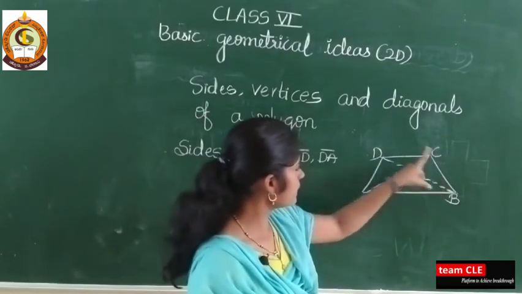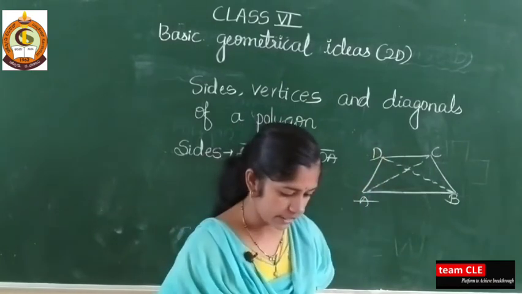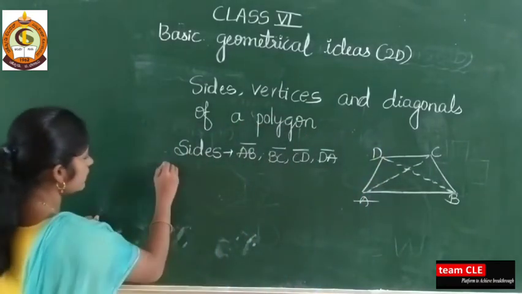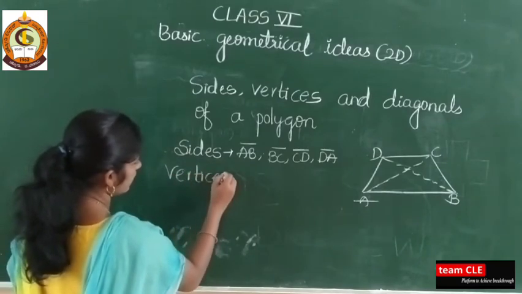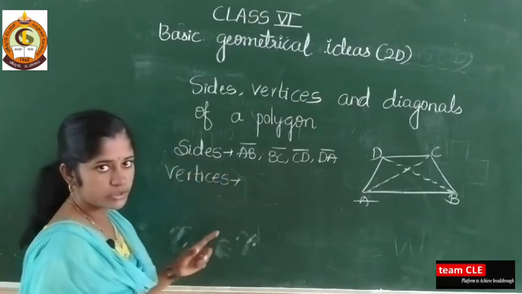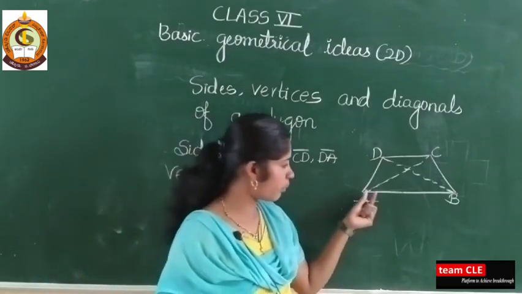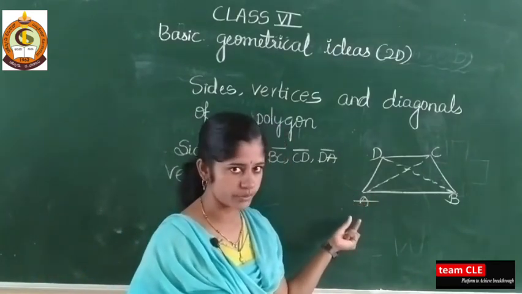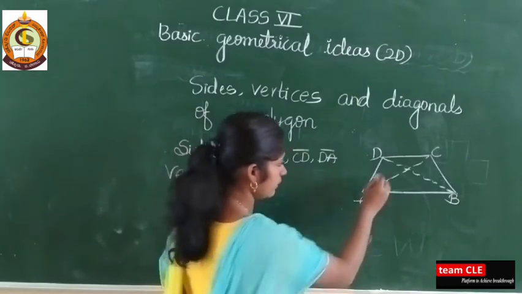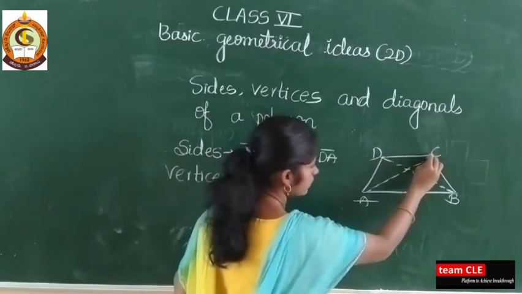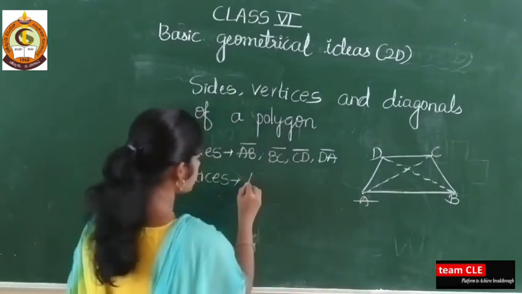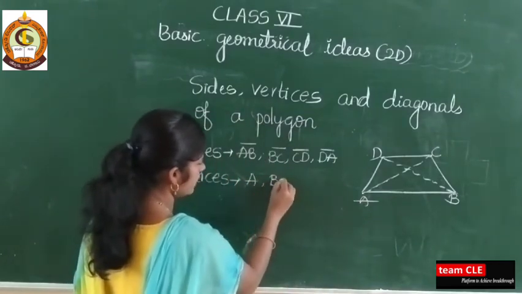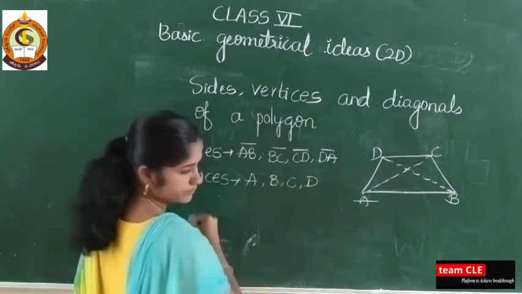AB, BC, CD, DA. Next, here one more is there, that is vertices. What are they? Vertices. They are the corners where two line segments meet at a point. That is the vertices of the given figure. So here how many vertices are there? See, 1, 2, 3, 4. So here vertices are A, B, C, D.